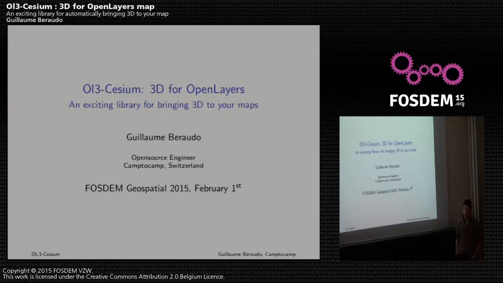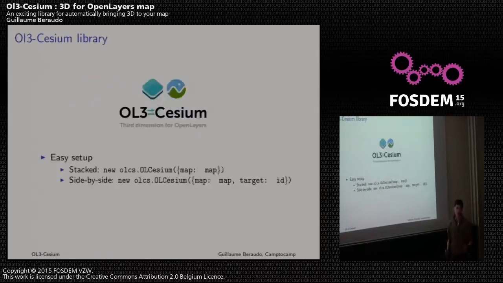I am one of the main contributors of the L3Js library, whose goal is to create and synchronize a 3D globe, a 3D Cesium WebGL globe, from an OpenLayers free 2D map. So now I will show you how to do it. It's really easy to set up.